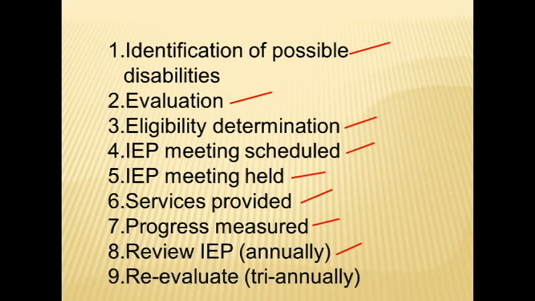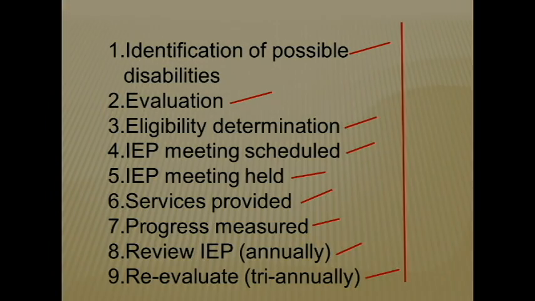After 1 year, you review the IEP plan to make sure it's doing what it needs to do, and every year you revise it to write annual goals for the following year. And then every 3 years, there's a reevaluation. And that pretty much sums up the whole process for special education under the Individuals with Disabilities Education Act.